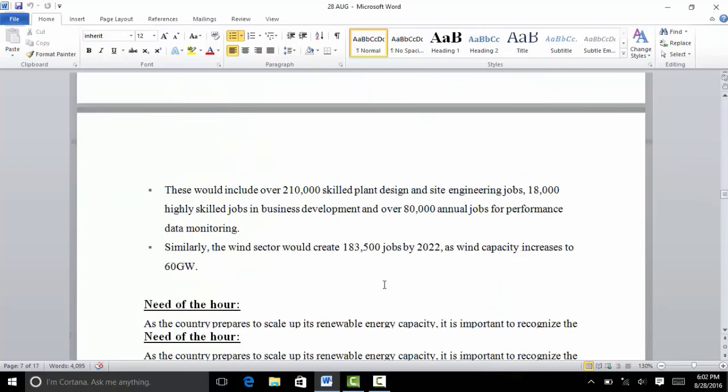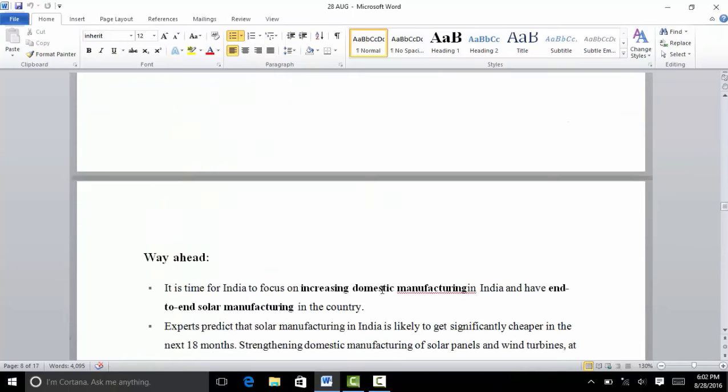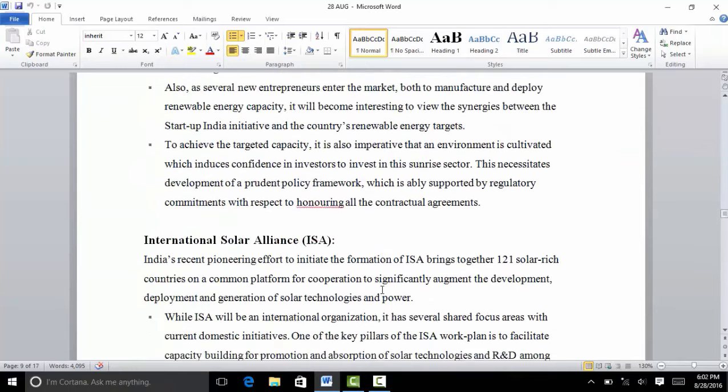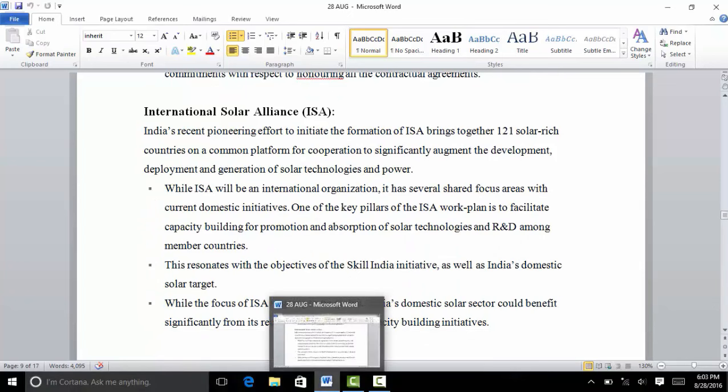So quickly go through that article. And one more point is International Solar Alliance. Again, you can bring in an international perspective to it. International Solar Alliance was announced in the context of the recent Paris Agreement.